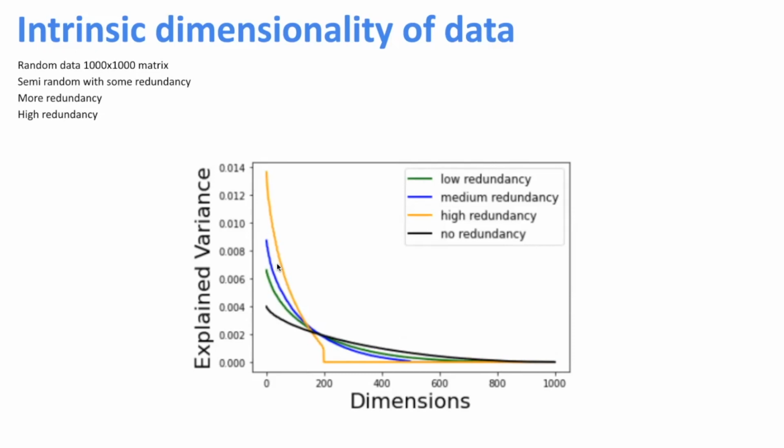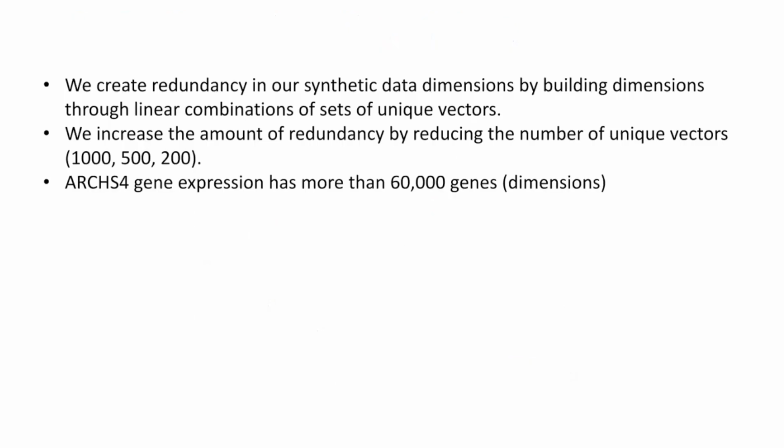Okay, so this is synthetic data, so that's great and all, but how does that actually translate to the data that we work with? Just to recap, we built this synthetic data, and then through linear combinations we created new dimensions. We started with 1,000 original dimensions, 500, and 200. So that's where the redundancy comes from.